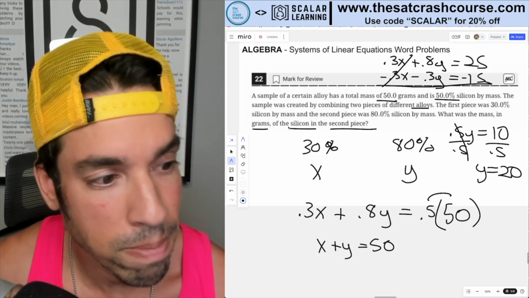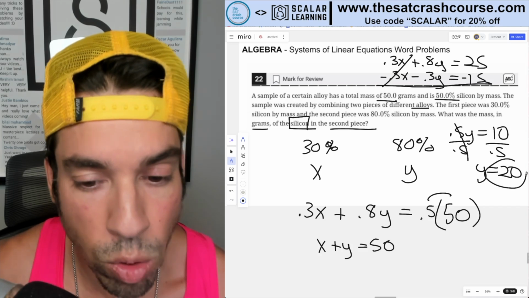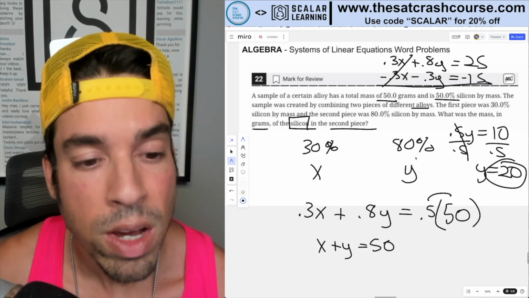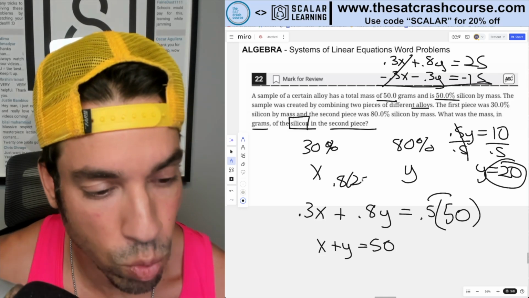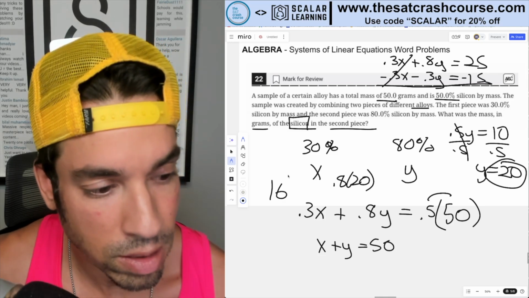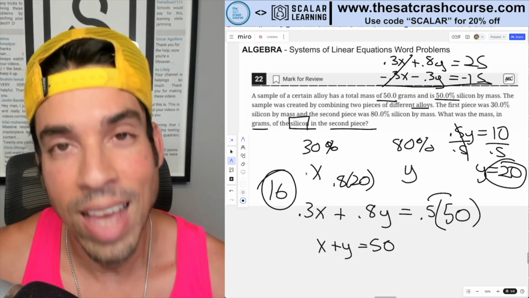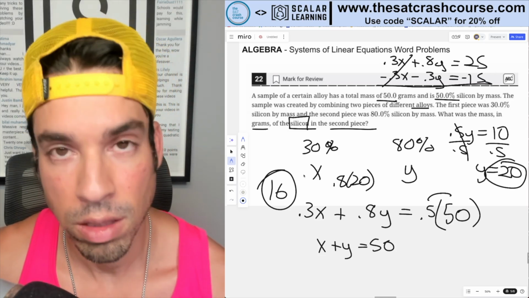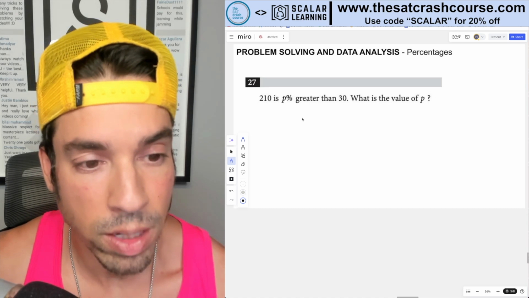They're saying, what is the mass of the silicon in the second piece? So the total mass of the second piece is 20, but the mass of the silicon, well, it's 80% silicon. So I have to take 80% of 20, and that is 16. So this is a particularly difficult mixture problem, in my opinion. That's how you set it up. That's how you do it. Done.